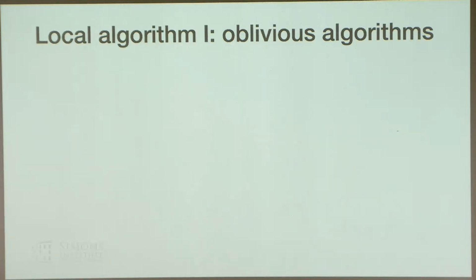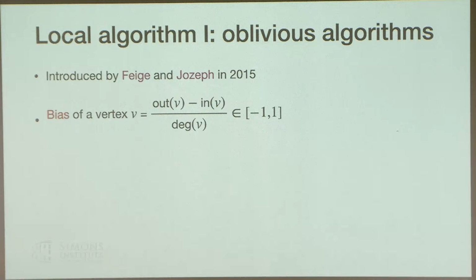The first local algorithm that we'll be focusing on is called oblivious algorithms. This notion was introduced by Feige and Jozeph in 2015. What is an oblivious algorithm? Before that, I need to define this notion called the bias of a vertex. The bias of a vertex, which prominently appears in all our works, is defined as follows. It's just the ratio of the out degree minus in degree to the total degree of the vertex. Observe that this is a quantity between -1 and 1.